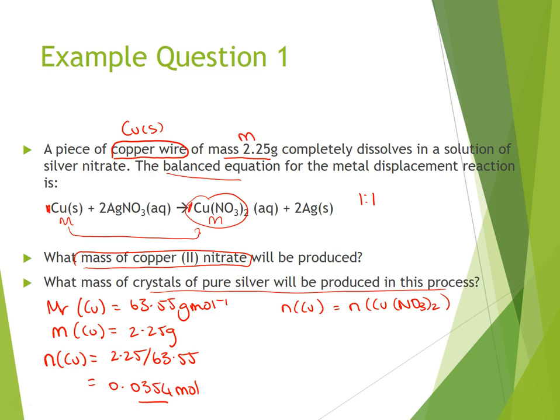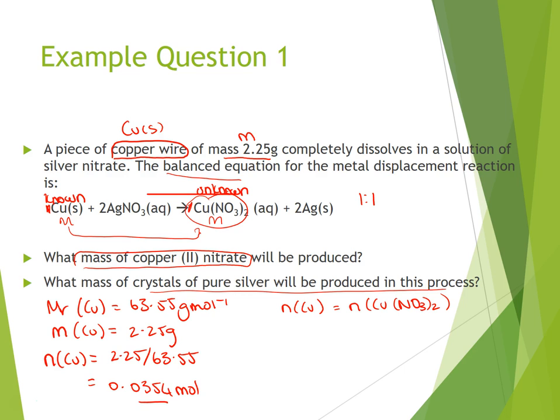Okay, so this is a 1:1 ratio, so we can see that quite obviously. Now there is one way that we can do this that always works, even if it's not 1:1. If we think about it, copper is my known substance because all the information that I need was given to me in the question about copper. Copper nitrate is my unknown. It's what I'm looking to find out about.